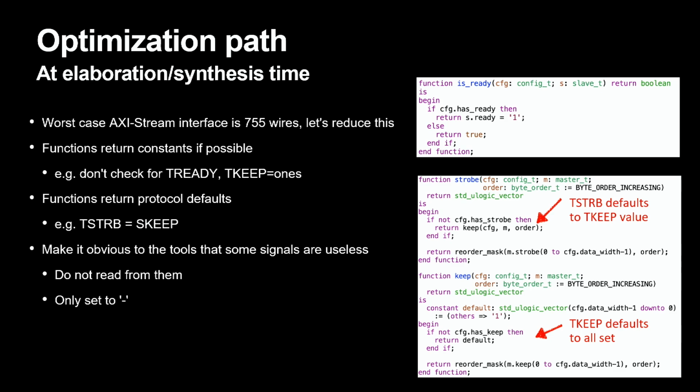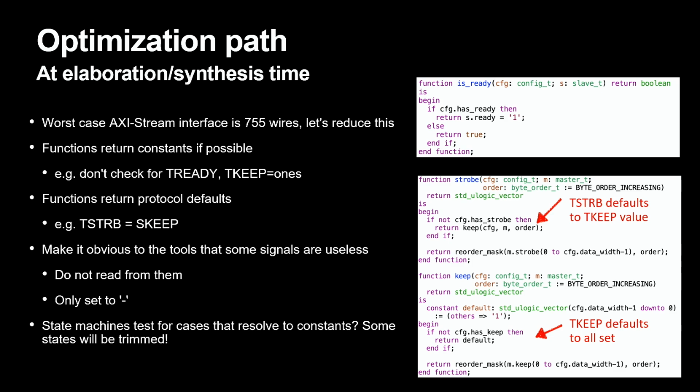Of course, to make it extra obvious to the tools when we write to signals, we actually, behind the hood, put don't cares everywhere in a way the tools will basically just strip the signals. And we try not to read from the signals. And sometimes state machines will dereference constants, and of course the tools will try hard to remove all the matching states that are unreachable.